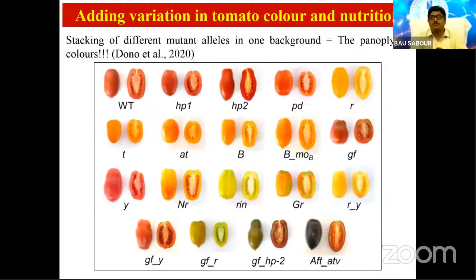This is a beautiful work that has been recently published. San Marzano is a very famous tomato variety for processing type. You can see the wild type, and the rest, HP1, HP2 and all the others, are isogenic lines of this San Marzano. They have been developed through molecular breeding by incorporation of particular mutant alleles in this background of San Marzano. So you can find a beautiful panoply of colors where all the mutant alleles have been brought into a single genetic background to have the color variants in isogenic form.